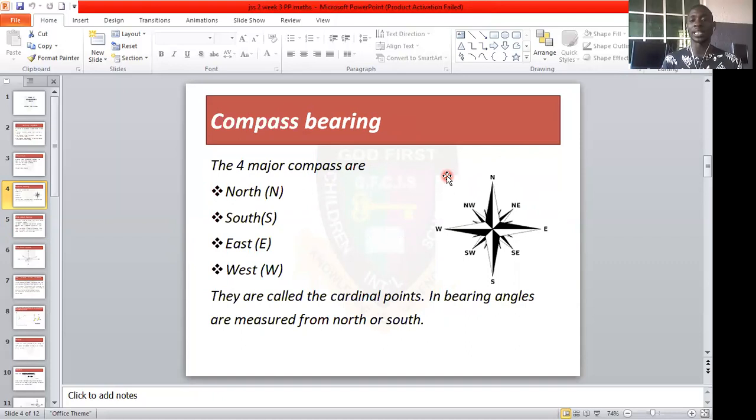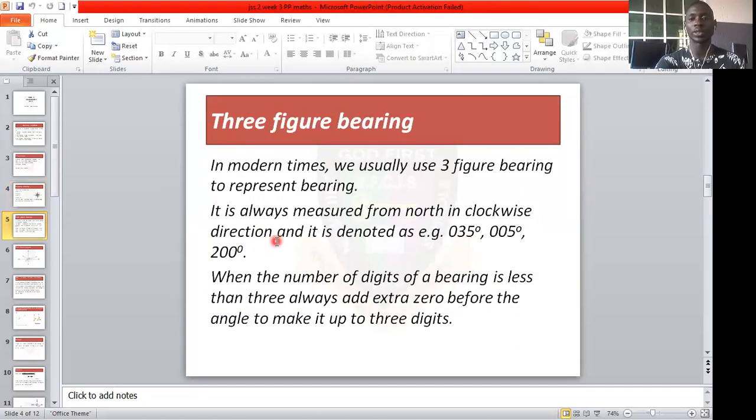But in bearing, it starts your measurement from the north, and it goes in the clockwise direction. So we go to the north again, and it is denoted as, for example, 035 degrees, 005 degrees, and 200 degrees. Take note of this.